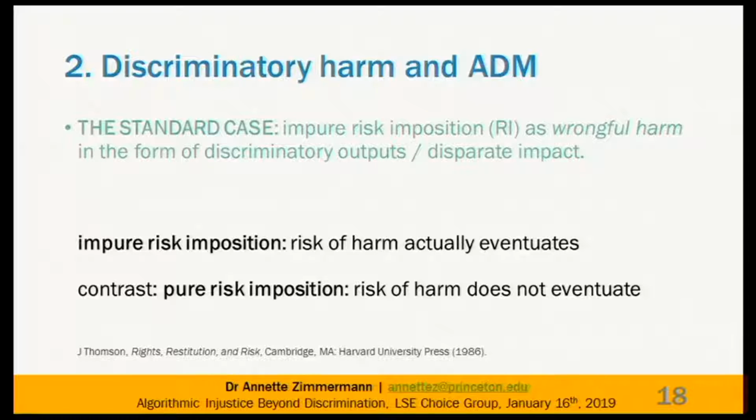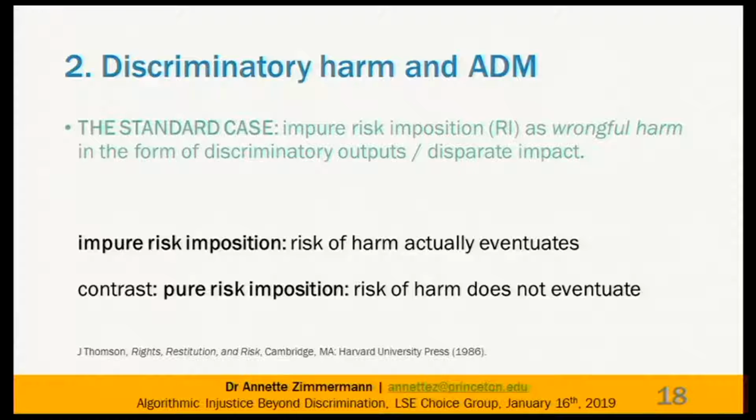Right, so this brings me to the point about discriminatory harm and algorithmic injustice. My claim is that a lot of people who are interested in algorithmic injustice rightfully diagnose the presence of discrimination or at least disparate impact. And then say, well, algorithmic decision making is basically a case of imposing discriminatory harm, so it's a kind of impure risk imposition in the sense that I impose this risk of harm on a particular population, and then if it eventuates, that's discriminatory.